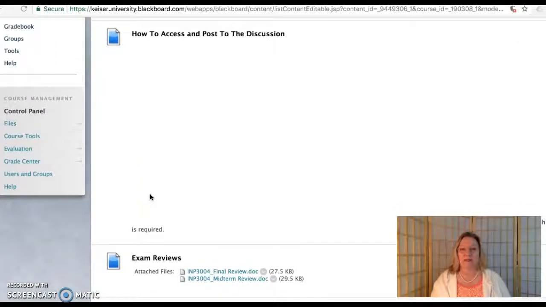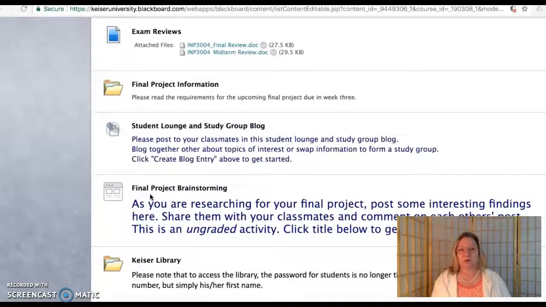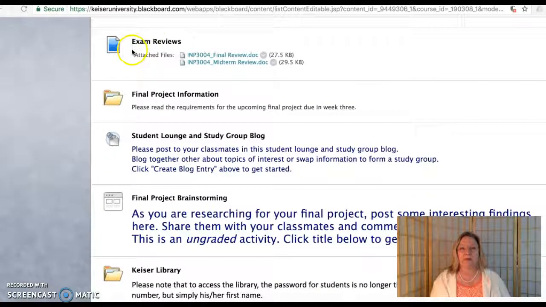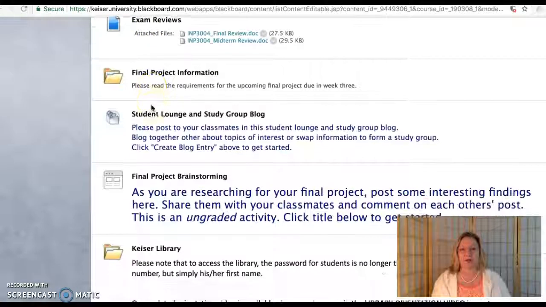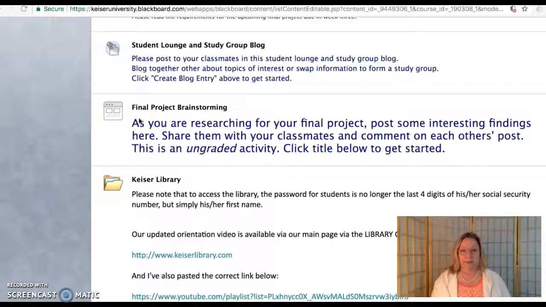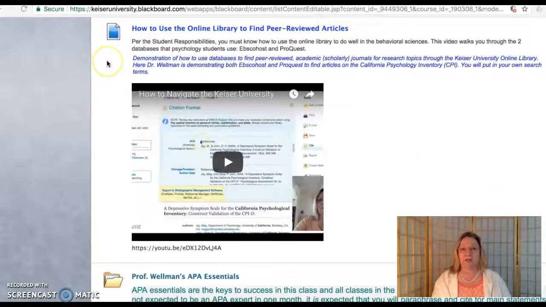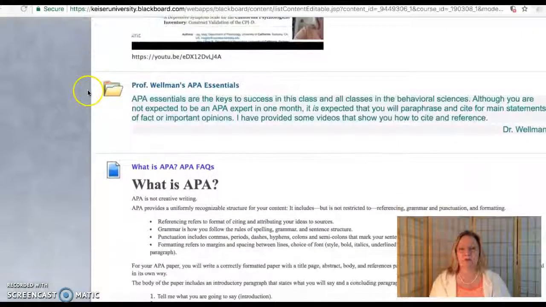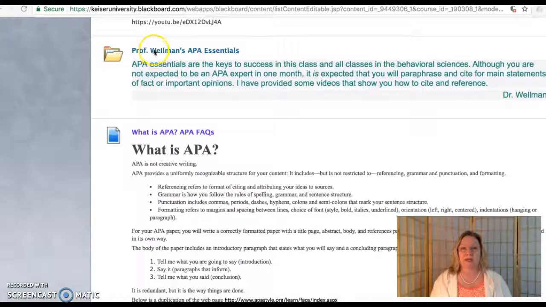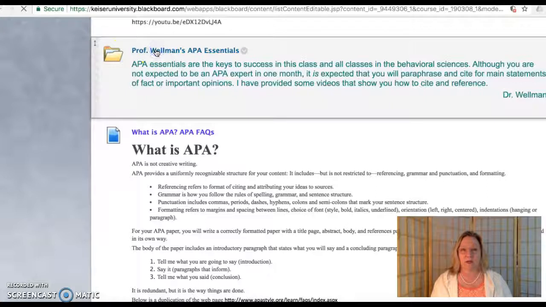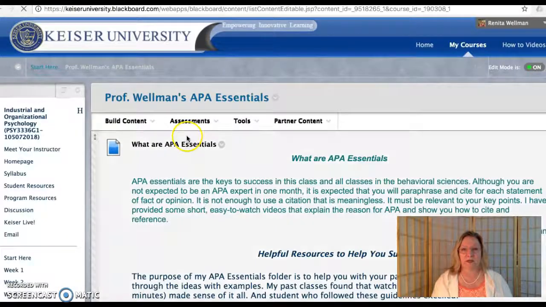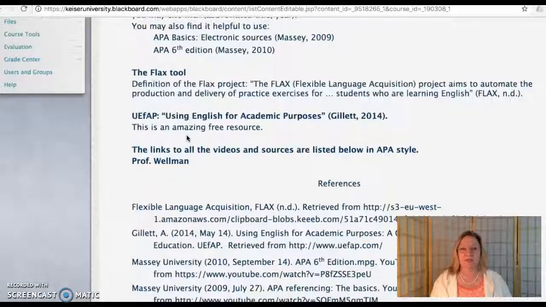How to access and post to this discussion will show if you have Adobe Flash. Then we have your exam reviews in the Start Here area, your final project information, the Kaiser Library information, and my video on how to use the online library to find peer-reviewed articles. You're going to need peer-reviewed articles for your final project, and I encourage you to use them throughout the course. The APA Essentials here will take you into a folder with content. These are the APA Essentials and some videos.